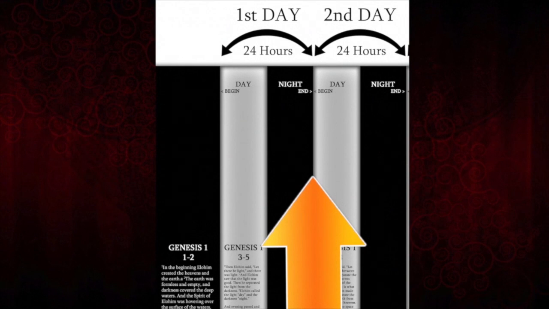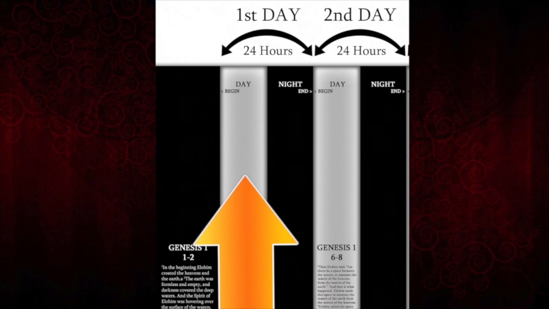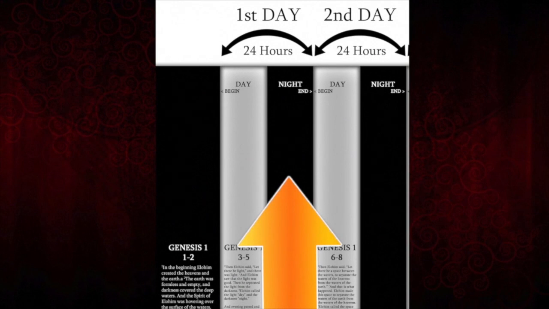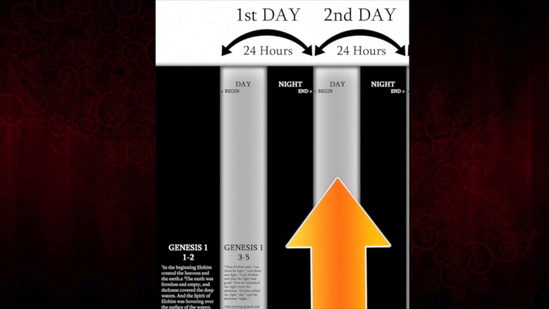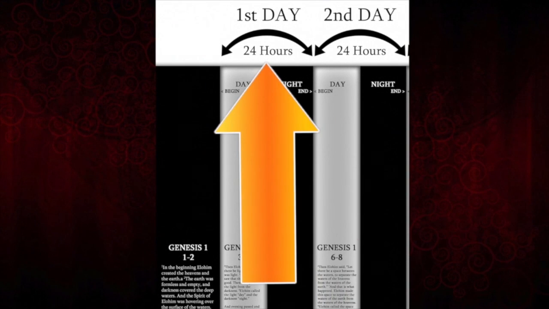So in the beginning, you have the light. In the beginning, he said, let there be light. Boom, your first day. That's a 12-hour period. And then the night came, a 12-hour period. And then when the night passed, the morning came, giving you a full day. So when the next morning came, that's the beginning of a brand new day. So that's day one right there.